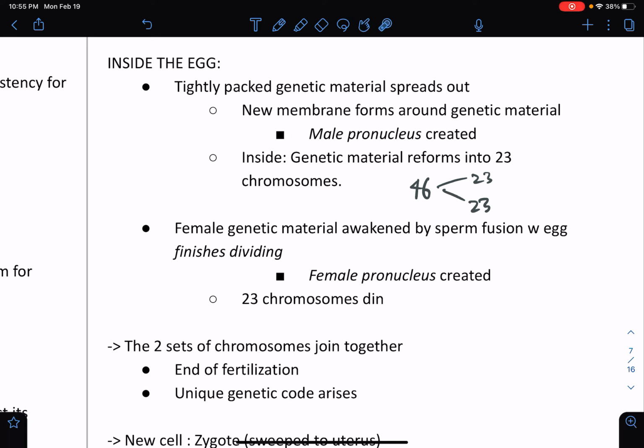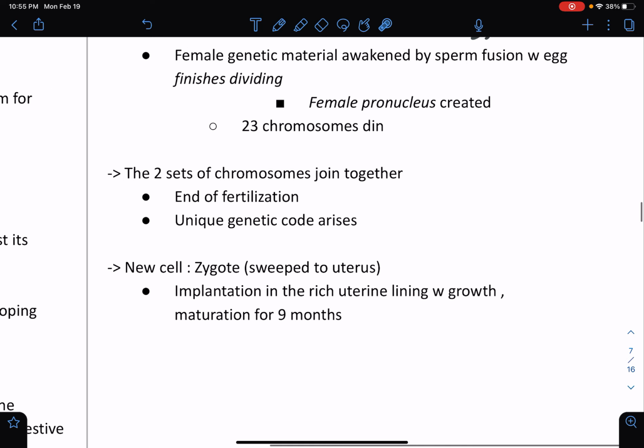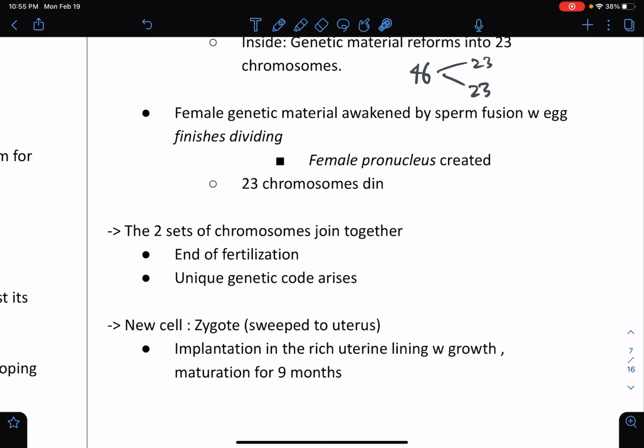Female genetic material is awakened by sperm fusion with the egg and finishes dividing. So we also have 23 chromosomes coming from the mother. The two sets of chromosomes join together, which concludes the fertilization process, and a unique genetic code arises. Now, a new cell, called a zygote, sweeps to the uterus after being fertilized at the fallopian tubes. Implantation in the rich uterine lining with growth. So there will be maturation for 9 months.